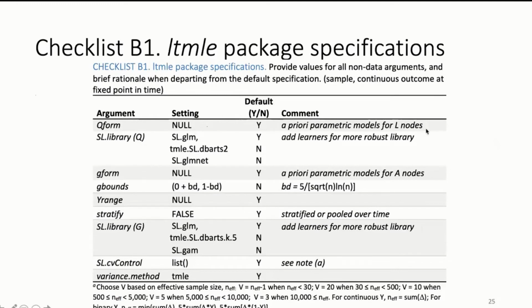I would not encourage using it, but it's there as an option. Instead, the default library for using SuperLearner to estimate it is actually just linear or logistic regression. And so that's the default, but I wouldn't recommend that. It just defaults to generalized linear modeling, but there's no reason to do that. And so I have a comment in here to say, absolutely add learners to construct a more robust library.